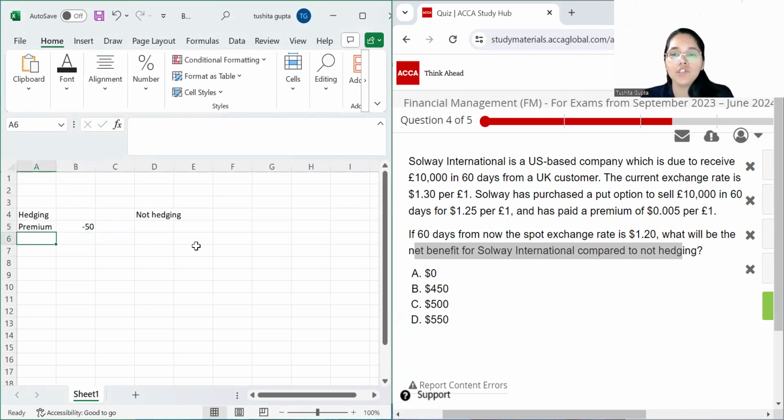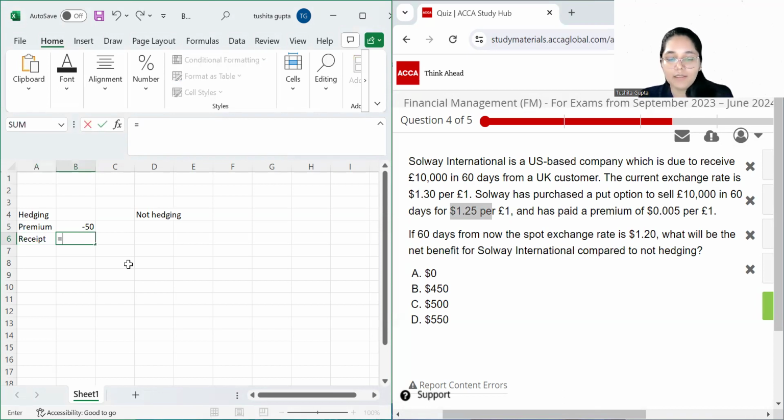Now, once I have hedged this position, I have purchased the option to sell this currency at this specific rate. So now when I actually receive the money, my receipt is going to be 10,000 pounds multiplied by the exchange rate, which is 1.25. So this is the amount of dollars that I'm going to be getting. So if I just net this up on hedging, my net receipt is going to be the sum of both of the things. So I'm getting $12,450 over here.